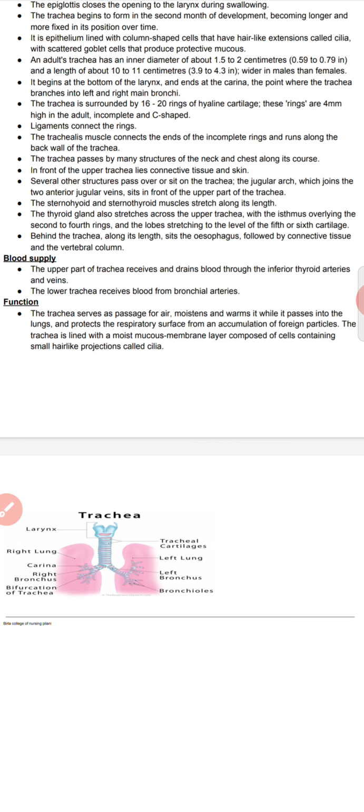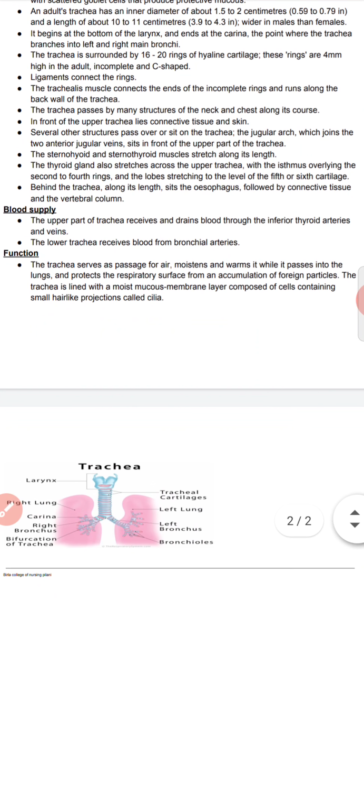Next, we will discuss the blood supply of the trachea. The upper part of the trachea receives and drains blood through the inferior thyroid artery and vein. The lower trachea receives blood from the bronchial arteries.